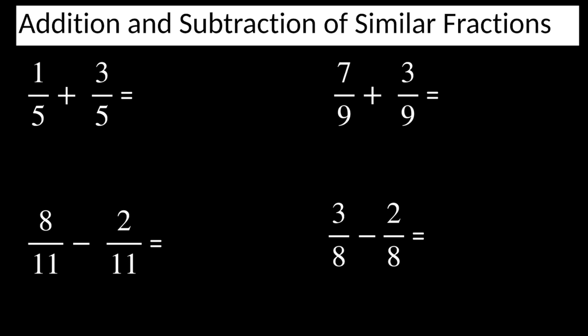1/5 plus 3/5. Okay, so again, since they are similar fractions, we simply have to copy the denominator. So in example number 1, the common denominator is 5. And then we add the numerator, 1 plus 3. And so if we're going to add 1 and 3, that will give us 4 over 5. So our answer is 4/5.